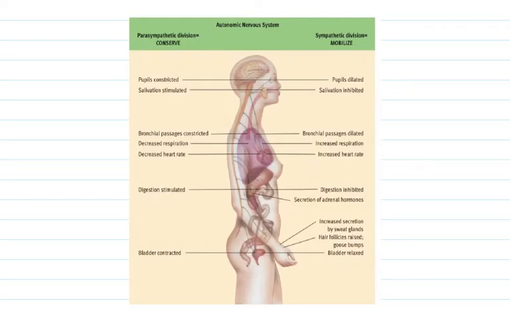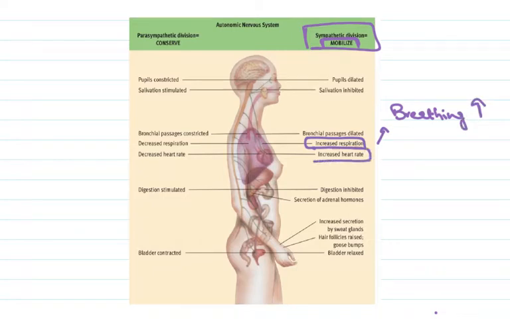Here on the right side, you have the sympathetic division, right? And basically, what it does is that it mobilizes you. So when I said that, it basically gets you ready for the fight or flight response. That's what it's doing, right? And here, for example, you have increased respiration, which basically means the rate at which you're breathing has increased.